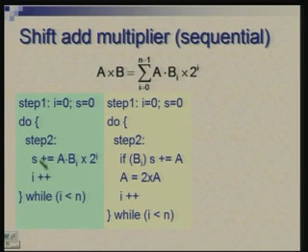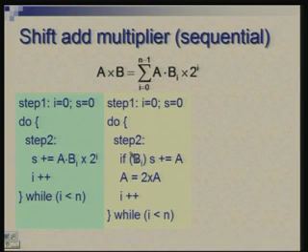So, instead of saying S accumulates A into B_i into 2 raised to I, I am putting a condition that if B_i is 1, then I do this accumulation, otherwise I do not do this addition. Okay. And in any case, whether B_i is 1 or 0, A is doubled every time. So, I could say A is doubled or shifted left, it is the same thing.